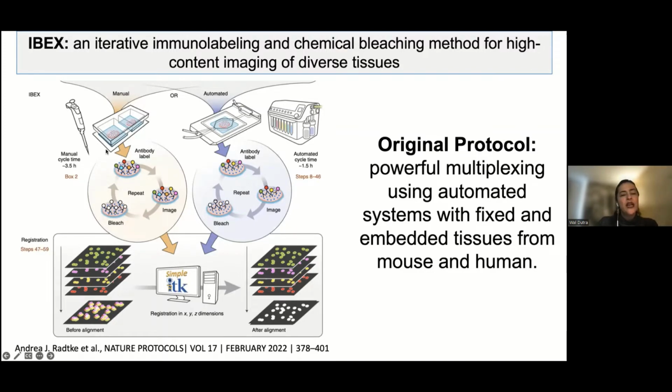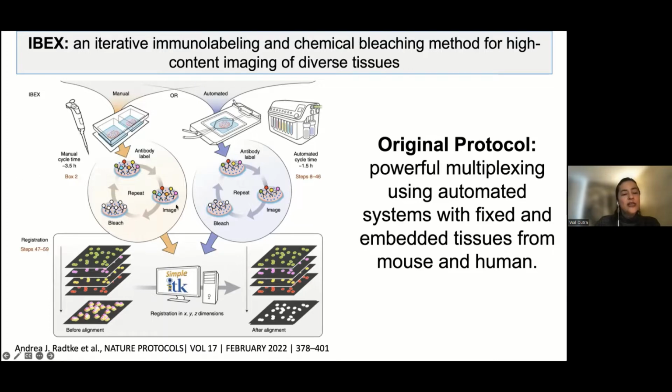So essentially what it allows you to do is to take a section of your tissue and label it with different antibodies, as you can see here, each antibody stained with a different fluorochrome. Then after labeling, you image it using a confocal microscope. Then you bleach it, and I'll give you more details in a minute about this, and then you restain it.